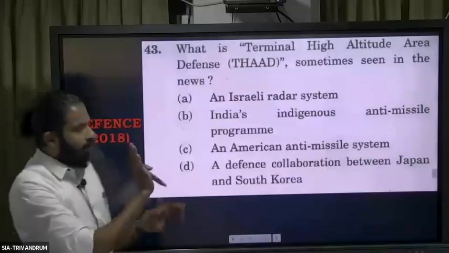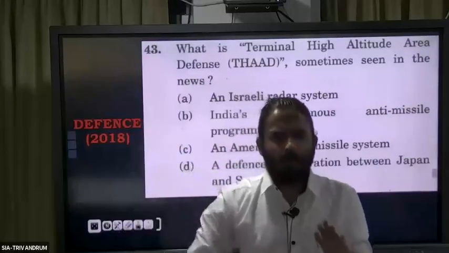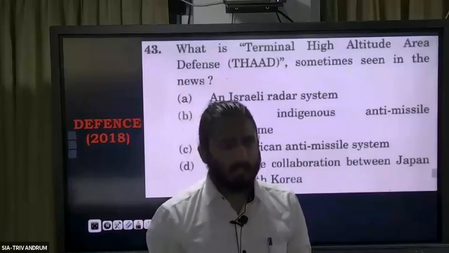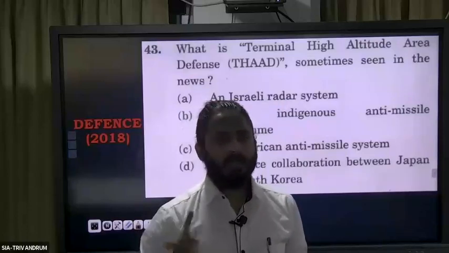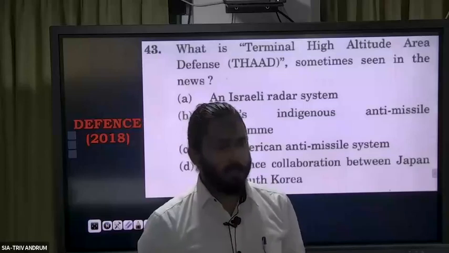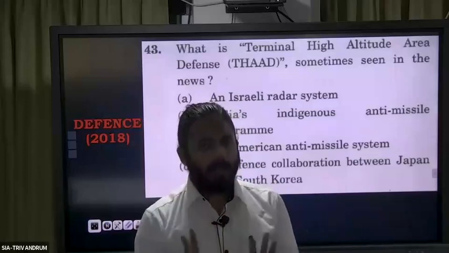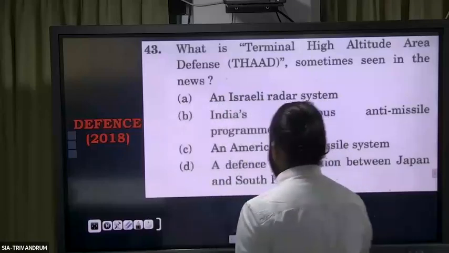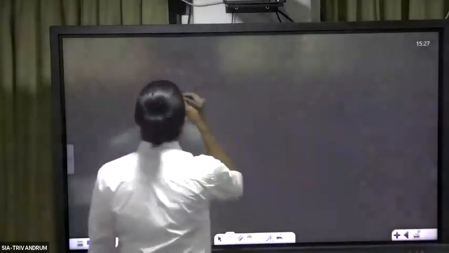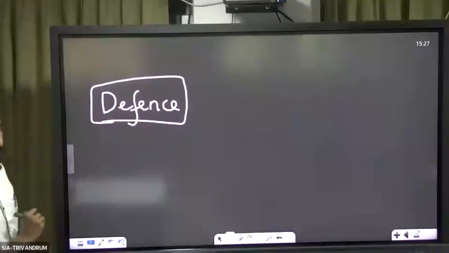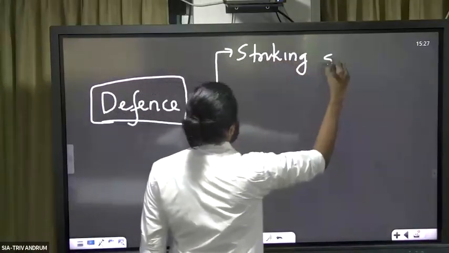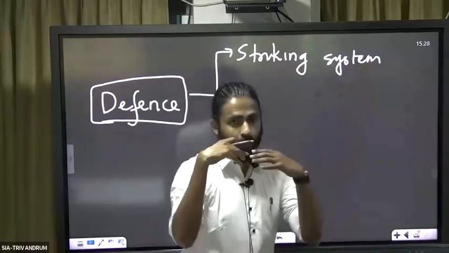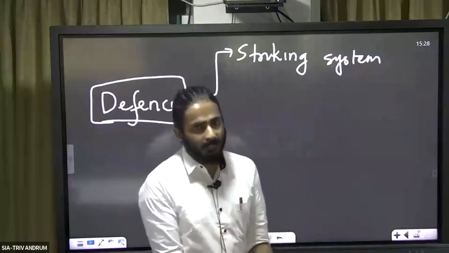Then defense. Defense questions come every couple of years. In 2016 they asked about INS Astradharini, in 2018 they asked about the Terminal High Altitude Area Defense, the anti-ballistic missile system of the USA. In 2019-20 no question. So in 2021 there is a probability that you might get a question on defense. What all should you prepare in defense? Defense we basically classify into three systems. Striking system. Again, those who have attended my class, this might be a repetition, but consider it as a revision.